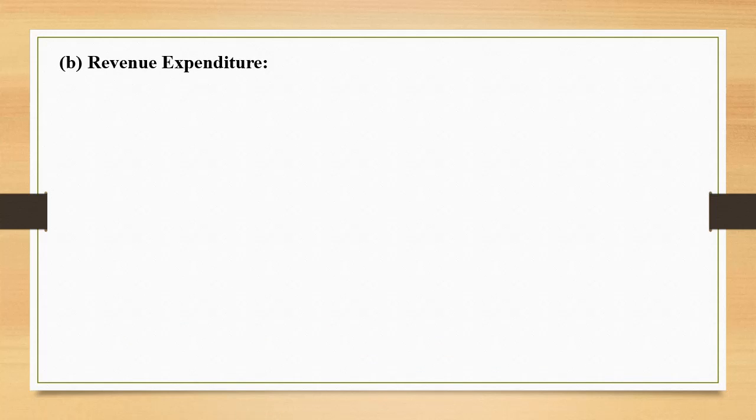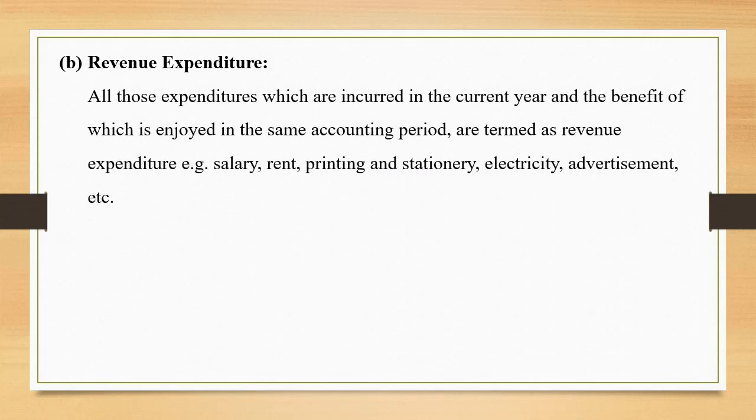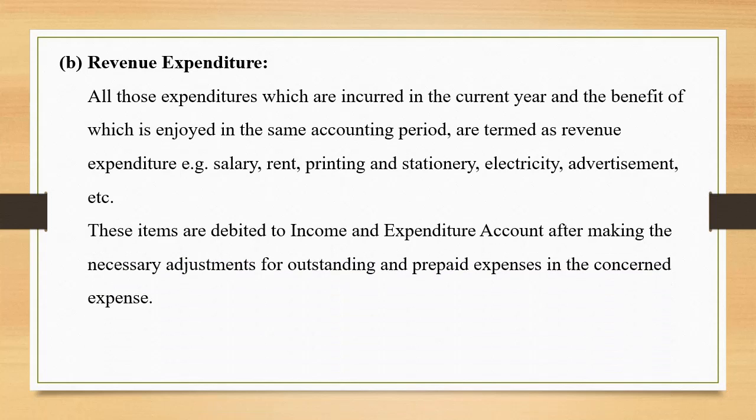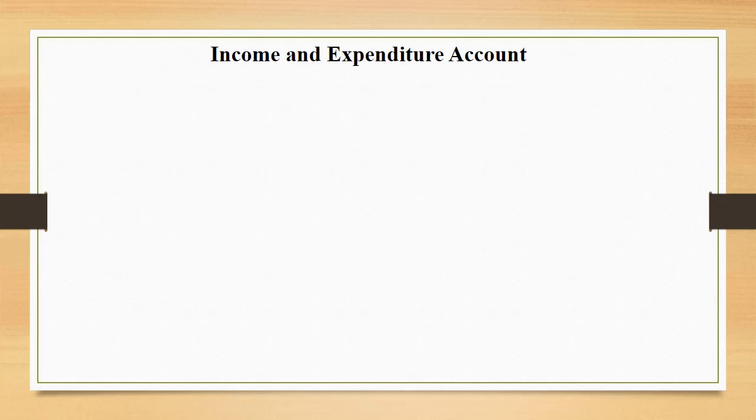Revenue expenditure. All those expenditures which are incurred in the current year and the benefit of which is enjoyed in the same accounting period are termed as revenue expenditure. For example, salary, rent, printing and stationery, electricity, advertisement, etc. These items are debited to the income and expenditure account after making the necessary adjustments for outstanding and prepaid expenses in the concerned expense. Let us see how the items of expenses and incomes are shown in the income and expenditure account.